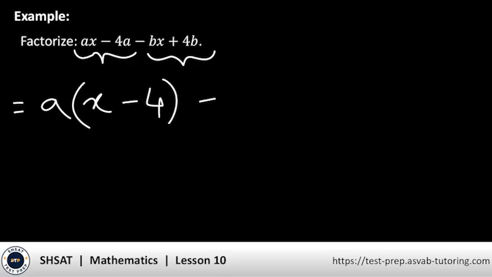minus. Now from bx and 4b, what can you take common? You can take b common. So if you take from bx, if you take away the b, so of course you're going to be left with the x. From 4b, if you take away the b, you are going to be left with the 4. A lot of students make this mistake. They would have just written plus here because they see a plus in front of 4b.